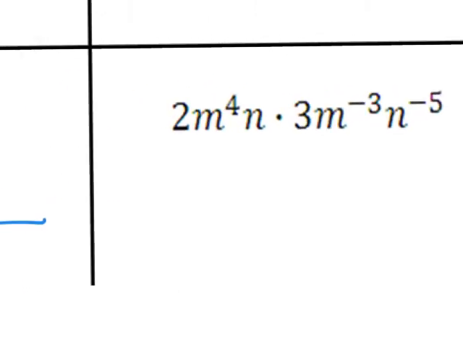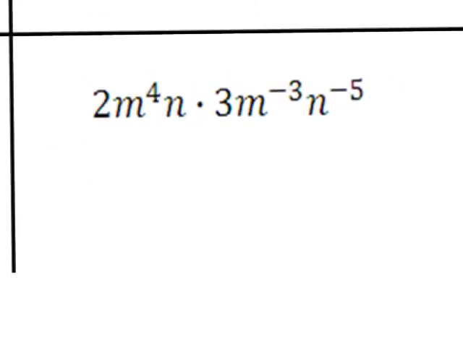Okay, last one. Oh my goodness, what's going on here? So, again, start a fraction line. I like to deal with coefficients first. So 2 times 3 is 6. I'm going to put that on top. Now let's use all of our rules that we've got. So we know when we have the same base and we're multiplying, we can just add these exponents together for the m's. So 4 minus 3 is just 1.